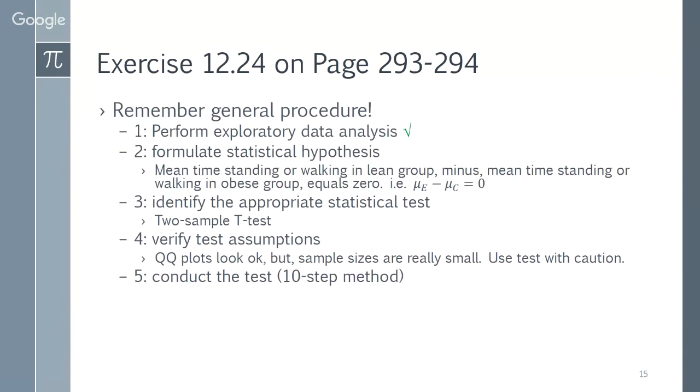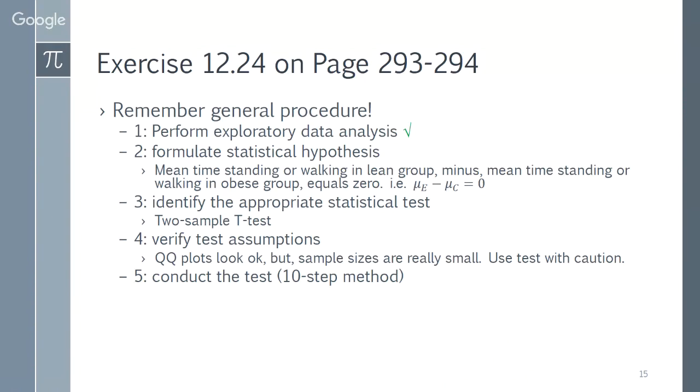So again, remember your general procedure. We just did the exploratory data analysis. It was pretty thorough. Next, it's formulate a statistical hypothesis. And we have that. We just talked about how we think that there actually is a difference in the mean standing or walking time. We think that actually the lean group stands or walks more.